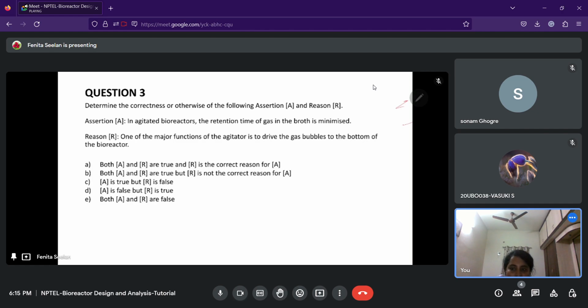Out of the 5 options given, what do you think would be the correct answer? Whether the assertion A is true or the reason R is true, or the combinations. So here are the options. Please take a minute or two to read the question carefully and let me know the answer in the message box.